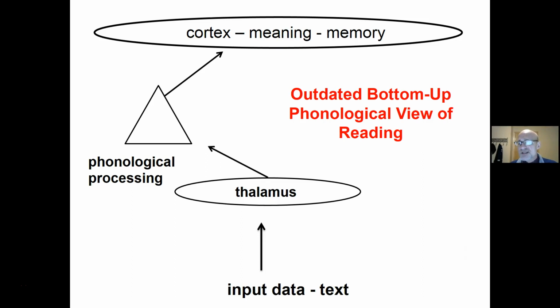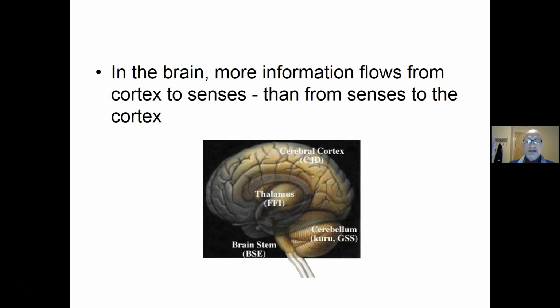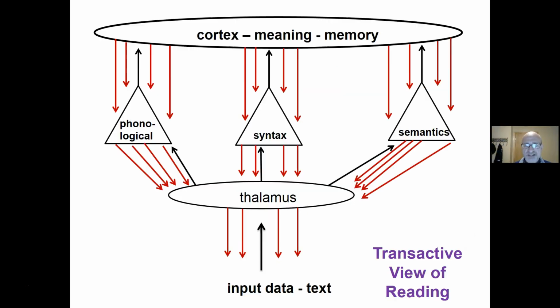That is outmoded. That is not supported by research in brain imaging, neuroscience, cognitive science, eye movement studies, miscue analysis studies, and the like. In the brain, more information flows from the cortex to the senses than from the senses to the cortex. Let me explain. We got all this information in our cortex. As we are reading and perceiving reality, more information is flowing from the top down than from the bottom up.